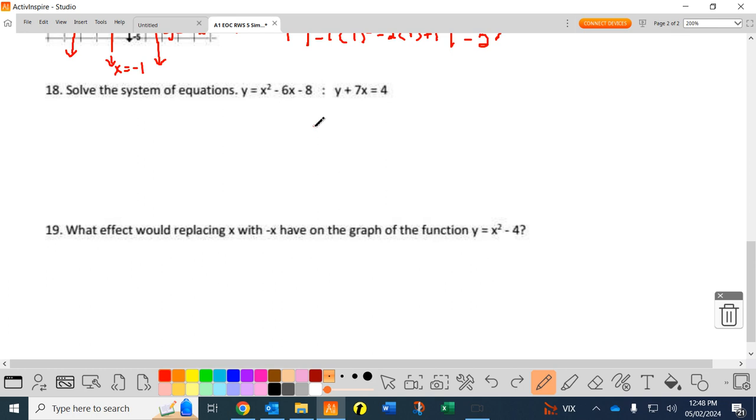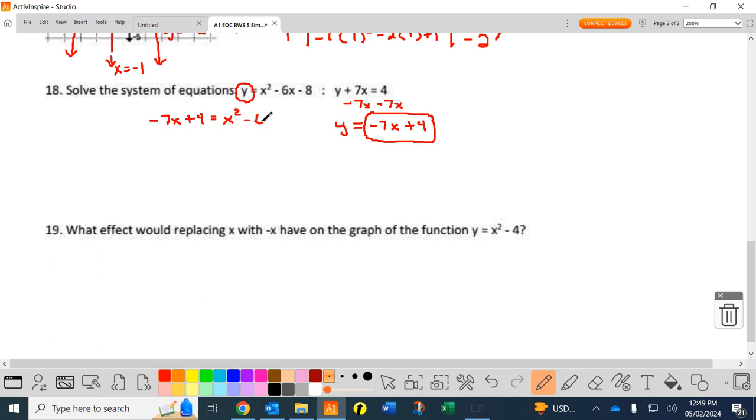So we are going to solve this one for y by minusing 7x from both sides. That's going to make it y equals the opposite of 7x plus 4. We're going to put a box around that now that we've solved for a variable. We are going to replace this y in this equation with what y is equal to over here. So it's now going to be -7x plus 4, that's where the y was, equals x squared minus 6x minus 8.